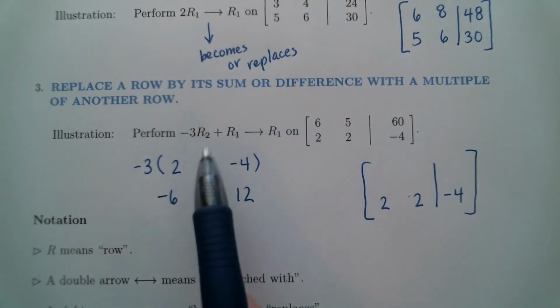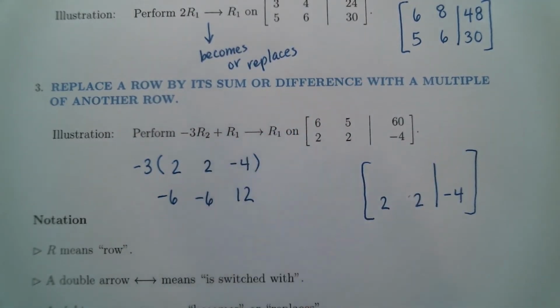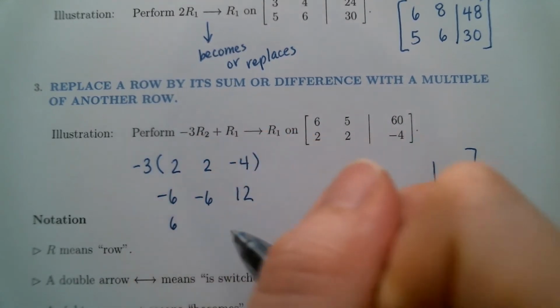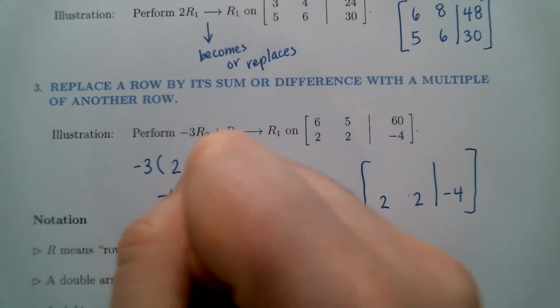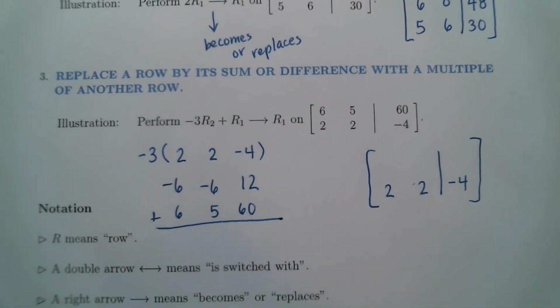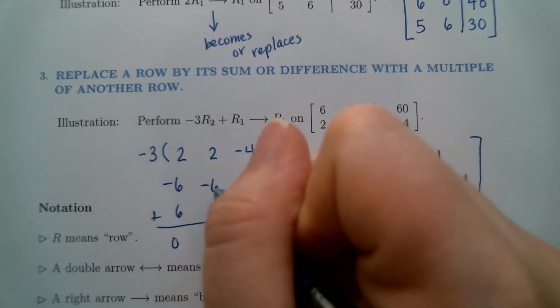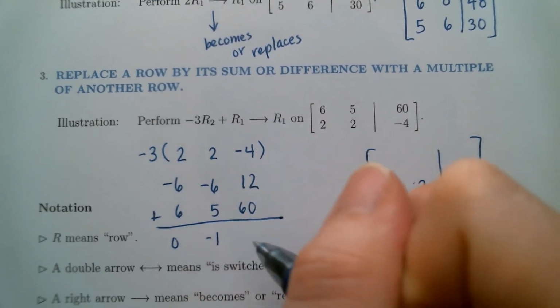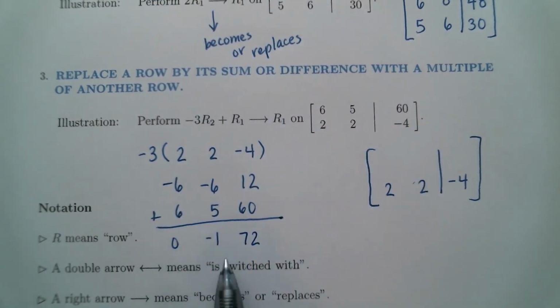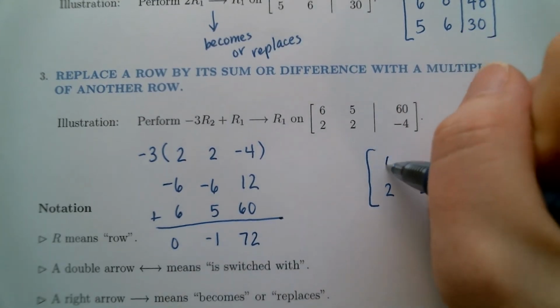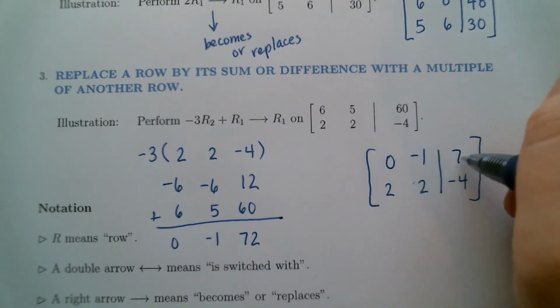And now we're going to add that result back to row 1. Row 1 is 6, 5, 60. So -6 plus 6 is 0. -6 plus 5 is -1. 12 plus 60 is 72. That is going to be your new first row. So 0, -1, 72.